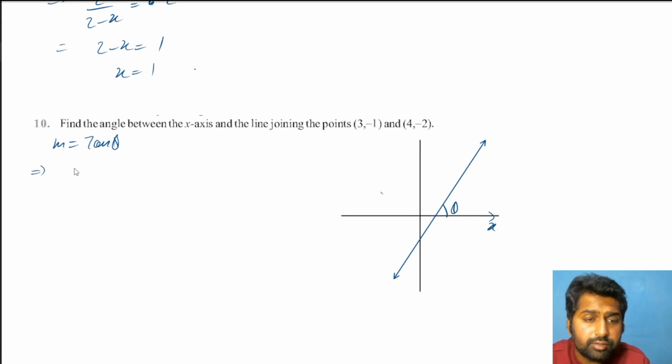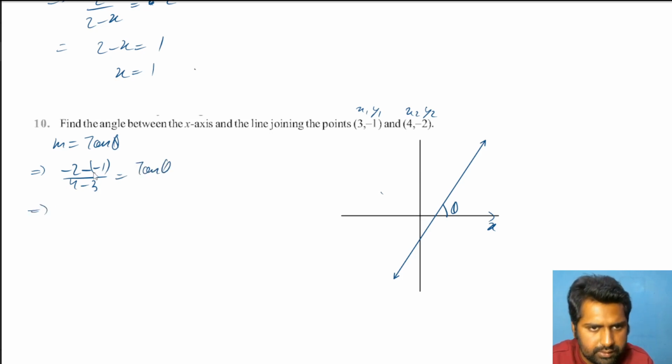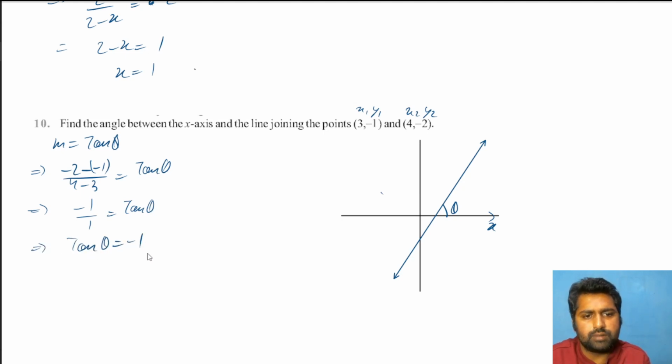Let's calculate m using the other formula also, which is x1 y1 x2 y2. Using these two, we can calculate y2 minus y1 upon x2 minus x1. So minus 2 minus of minus 1 upon 4 minus 3 is tan theta. Let's calculate. This becomes minus 2 plus 1, so minus 1 upon 1. Tan theta equal to minus 1. It is a trigonometric equation now. We have done that. We know how to calculate tan of negative angle.